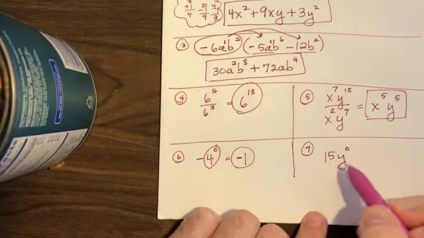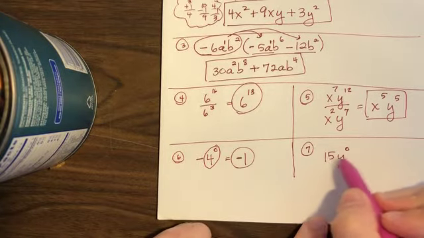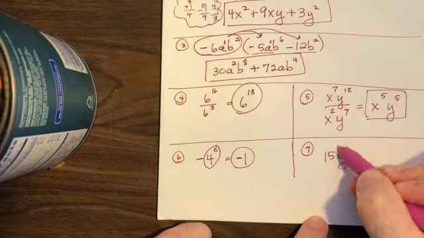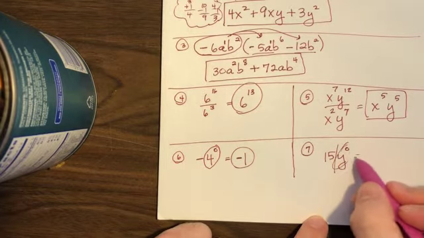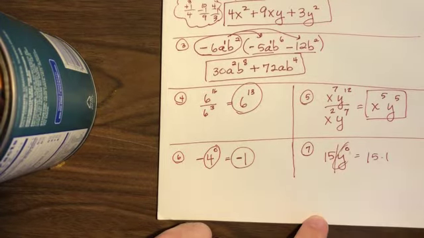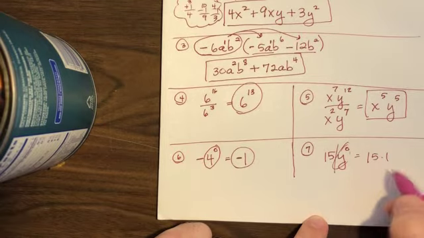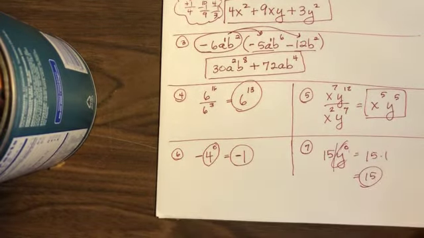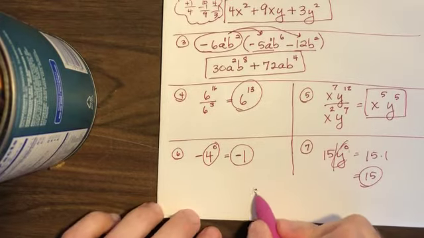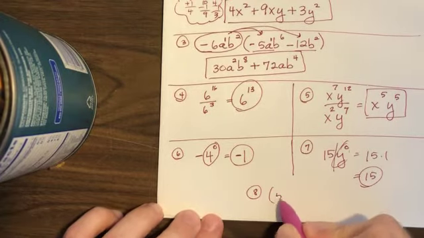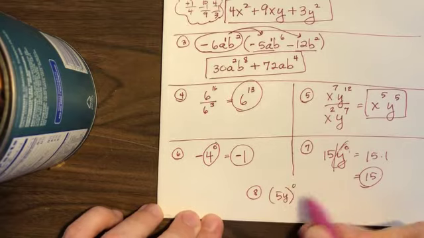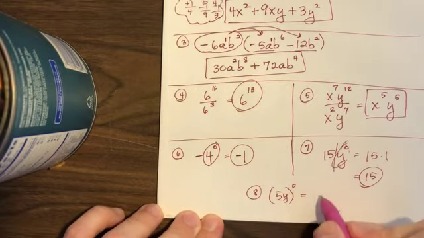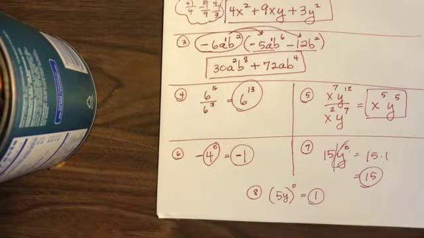Very similar problem, number 7. You have 15y to the 0. So 15 and y are not together. They're separate. So y to the 0 becomes 1. And then you end up having 15 times 1, which is just 15. Okay? And then number 8 is the one where there is a parentheses. It's 5y in parentheses raised to 0. That means that everybody's involved, and that means your answer is positive 1.